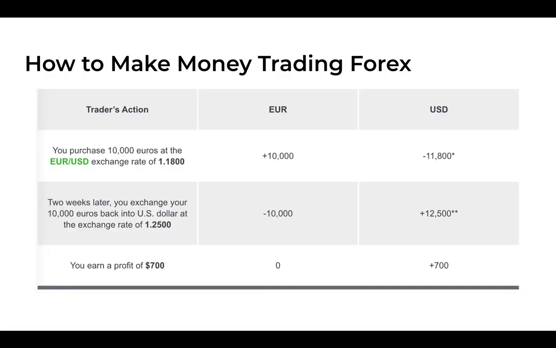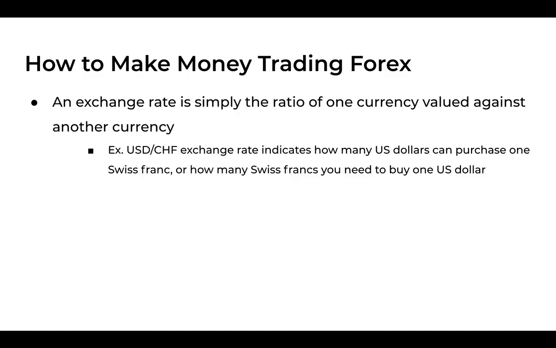So just a visual explanation of this, you can see right here, you bought 10,000 euros, which was selling 11,800 US dollars. 2 weeks later, you exchange those euros back into US dollars, and you're able to get 12,500 US dollars back because the exchange rate went up. So you gain a profit of $700 in this case.